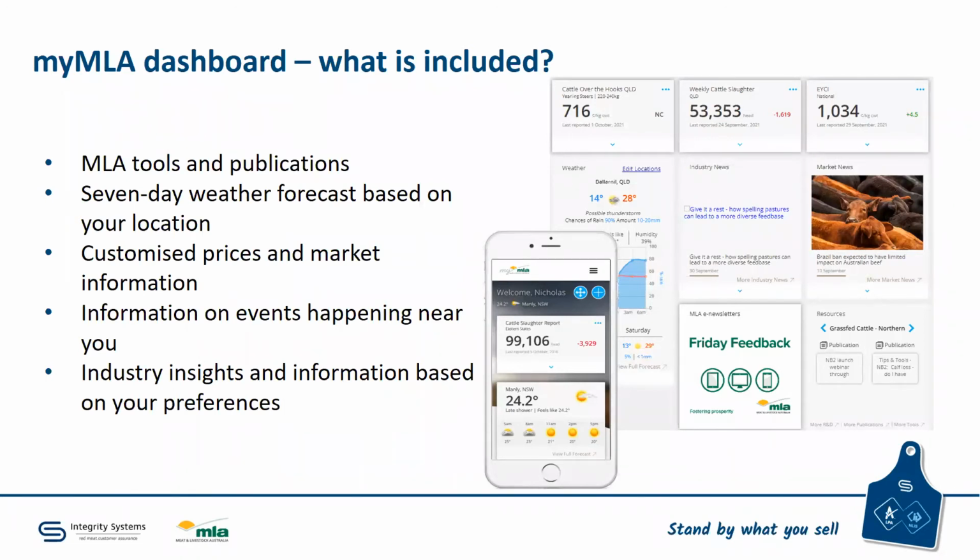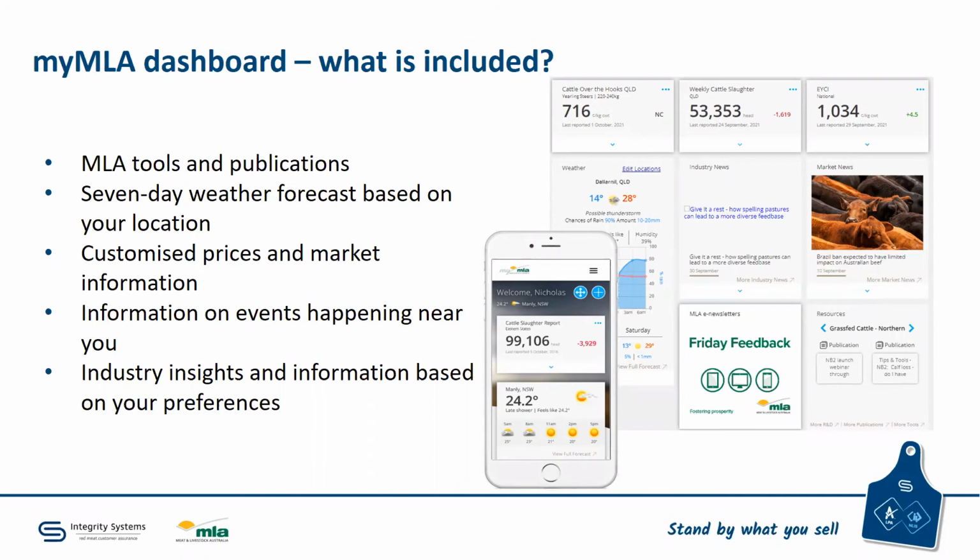On the myMLA dashboard, as I was saying, there is the option to personalize what you see. The dashboard is a sort of add-on that gives you access to information and resources that can be useful to your business. So you've got a 7-day weather forecast, which is based on your postcode location. You can also access customized prices and market information. So you can choose the sale yards that are closest to you, or the type of information, whether it be over the hooks or live weight prices, whatever species you're after.